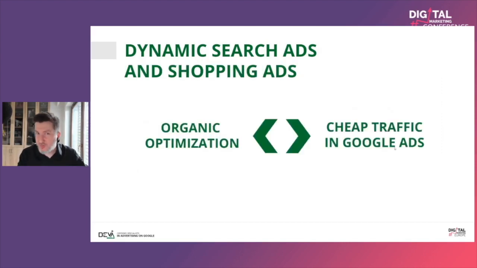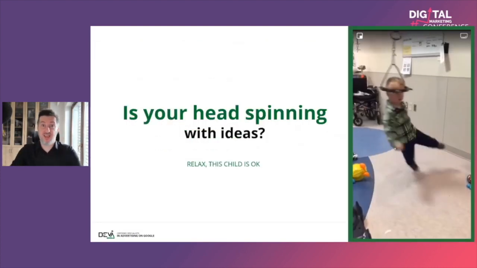And the optimization here for SEO will give you more cheap traffic in Google Ads. It's a great campaign. Dynamic search ads and shopping ads work like this. They will benefit from the optimization, like Core Web Vitals optimization also will benefit in those campaigns. And that's all for you.